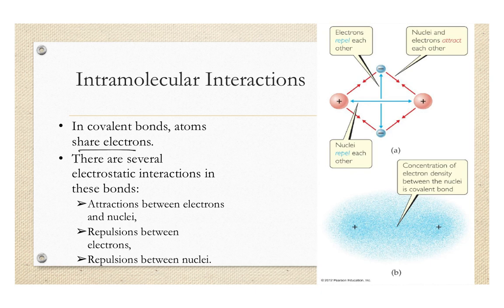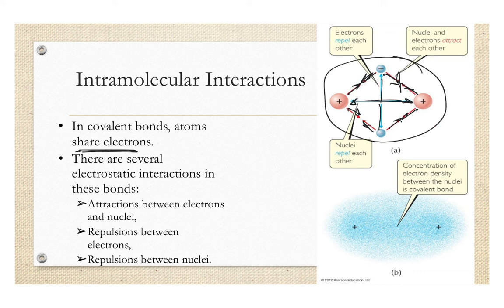So again, what do we mean by sharing electrons? Well, we mean that there are several different electrostatic attractions in these bonds. There's attraction between the electrons and the nuclei. So the nuclei and the shared electrons attract one another. There's repulsions between the electrons. They push each other apart. And there's also repulsions between the nuclei. So in a covalent bond, these attractions between the nuclei and the shared electrons are stronger than the repulsions, and so this holds the bond together.